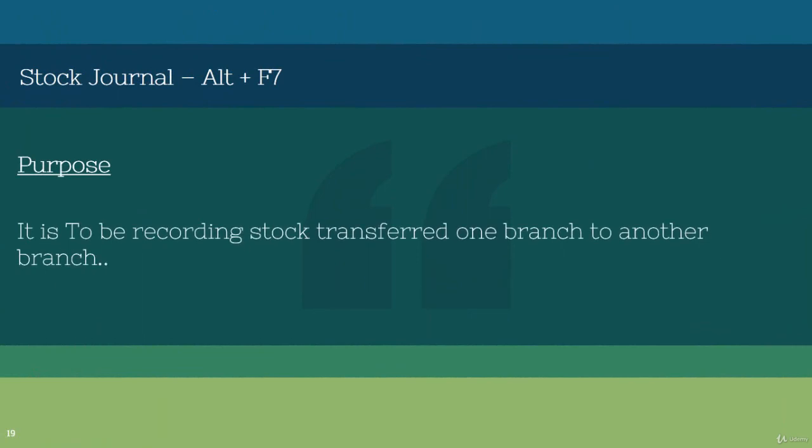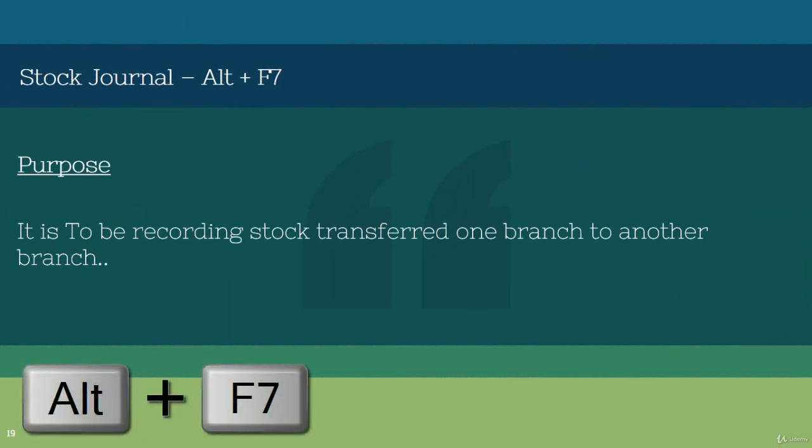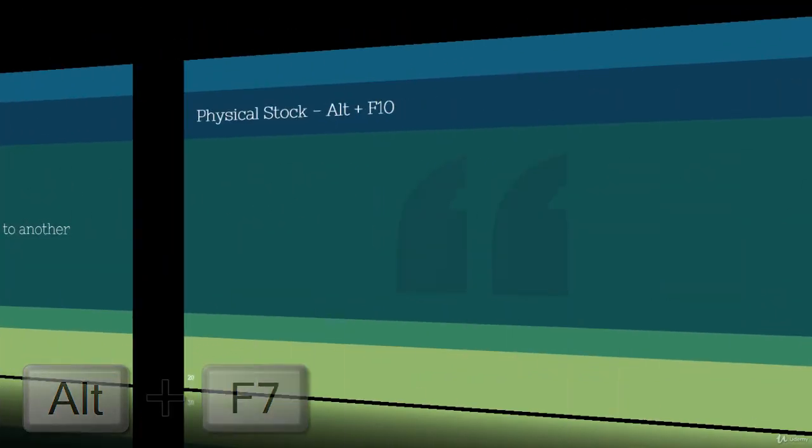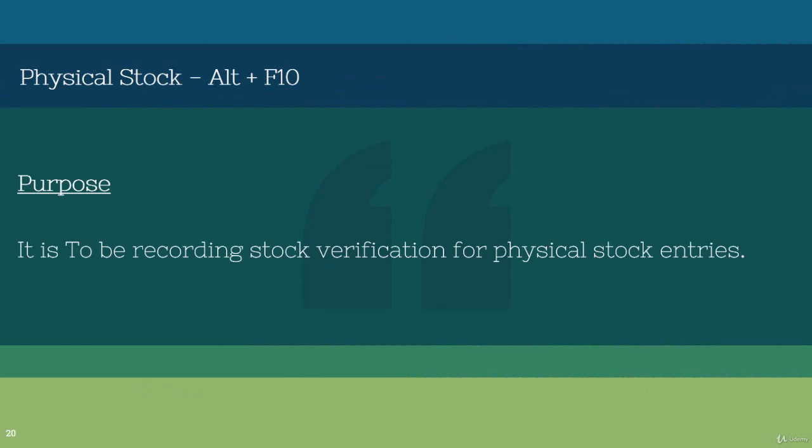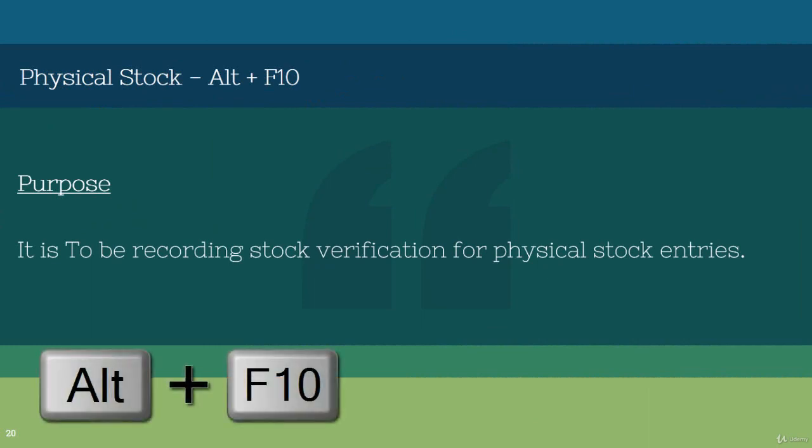Next one, the stock journal. The shortcut is Alt plus F7. It records stock transfer from one branch to another branch. The next one is physical stock. The shortcut is Alt plus F1. It is for recording stock verification for physical stock entries.